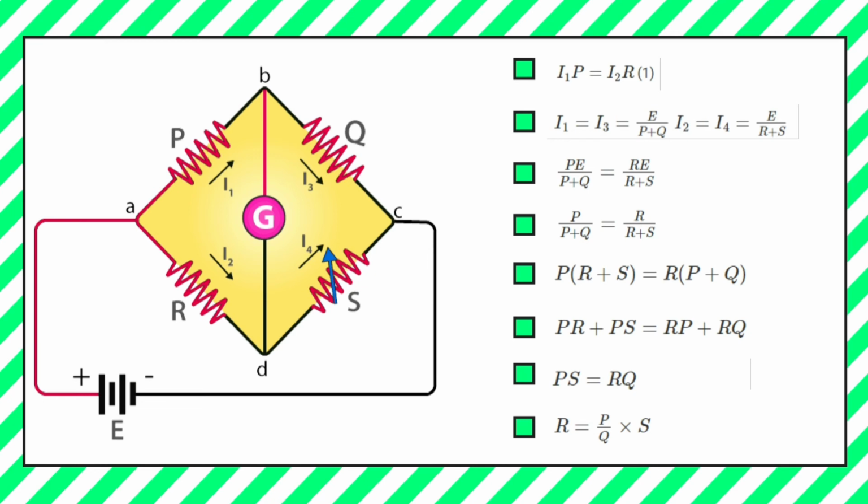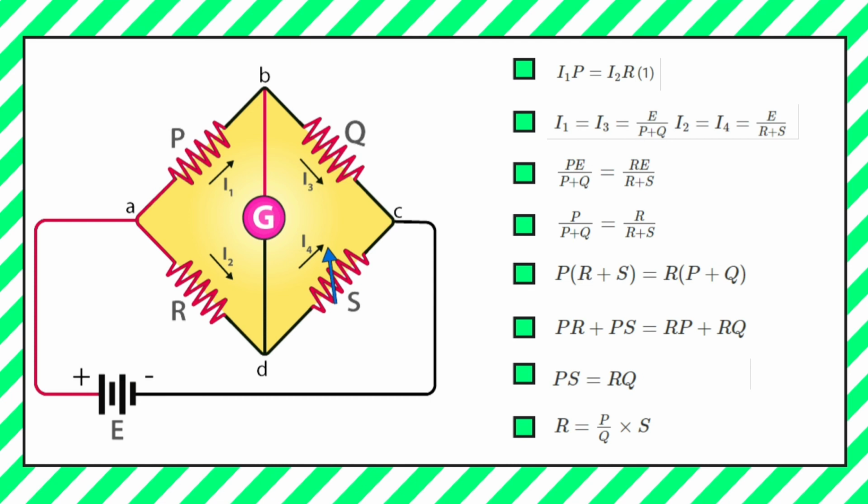By substituting the values of I1 and I2 in equation 1, we get PE divided by P plus Q equals RE divided by R plus S. P divided by P plus Q equals R divided by R plus S. P(R plus S) equals R(P plus Q), PR plus PS equals RP plus RQ. PS equals RQ. R equals P divided by Q times S.